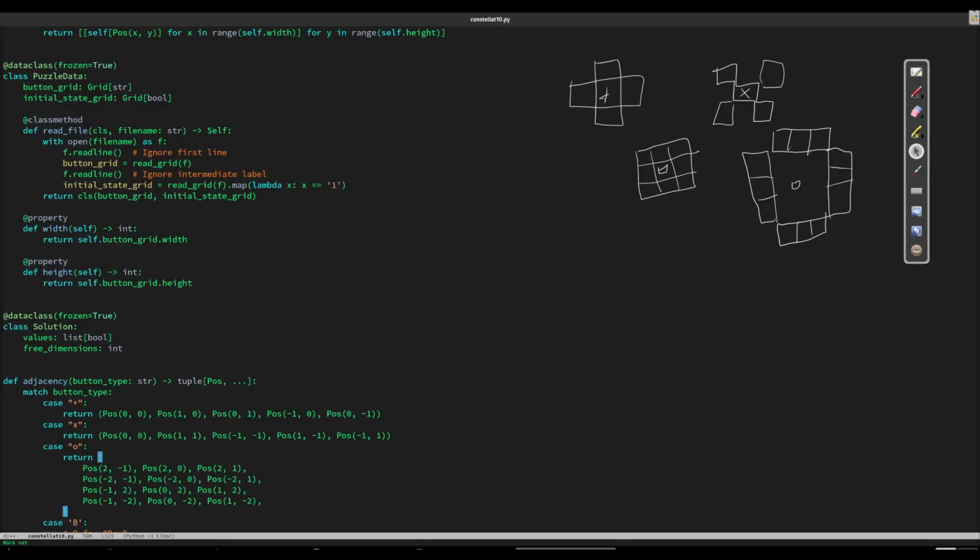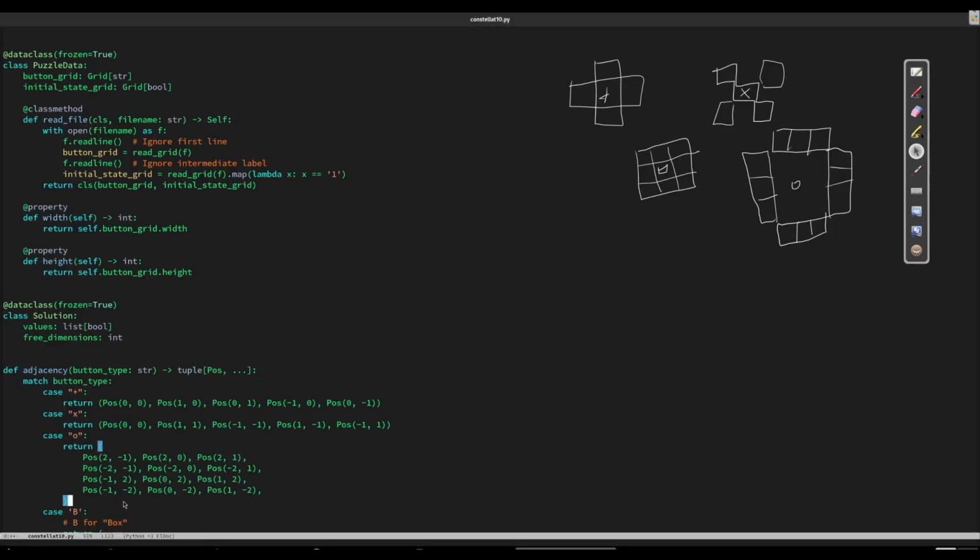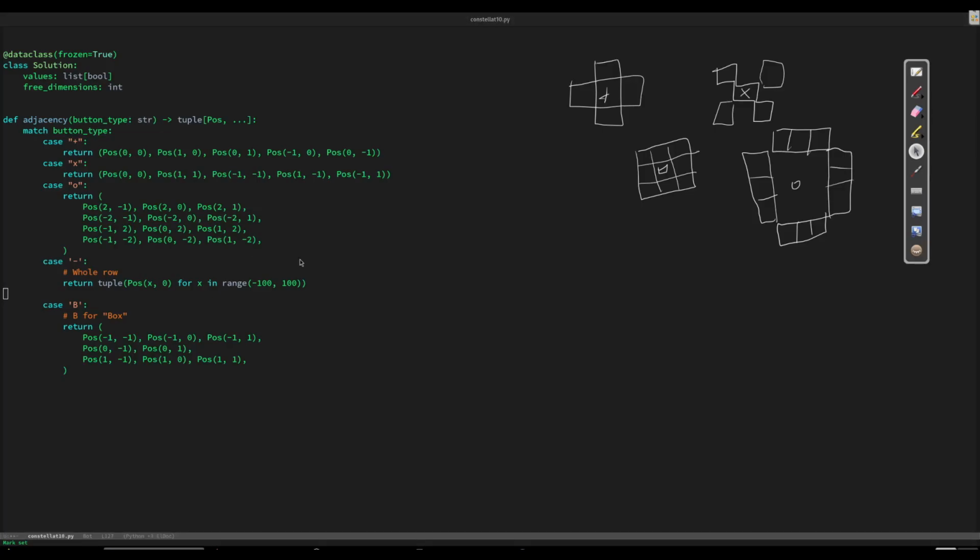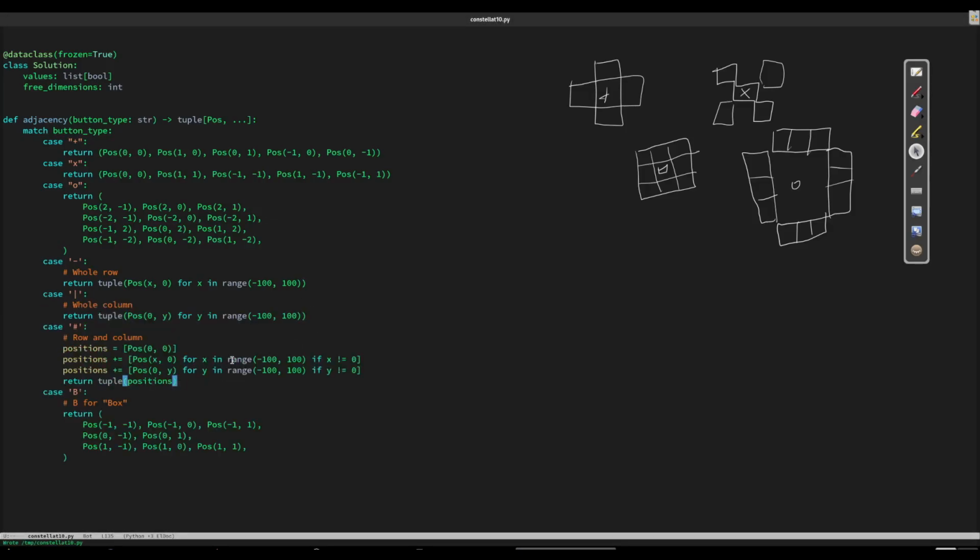Since this is Python and not Haskell, lists have to be finite, so I'll just include 100 positions in each direction and hope the puzzles are never larger than a 100 by 100 grid. Likewise, a vertical bar affects a whole column of lights, including itself. Finally, a hash sign affects both the row and the column.